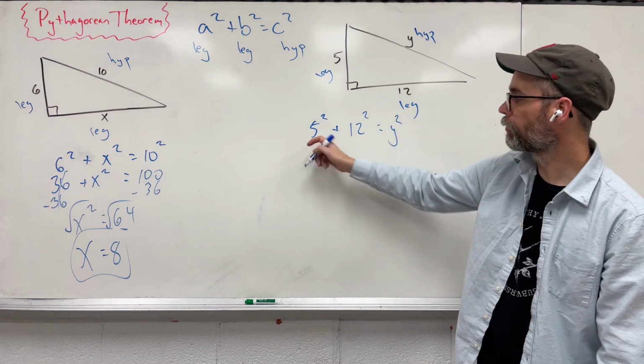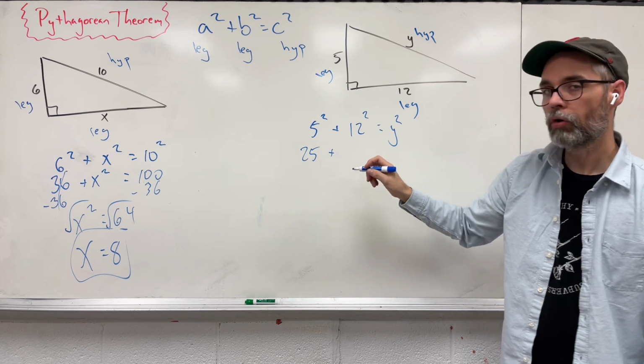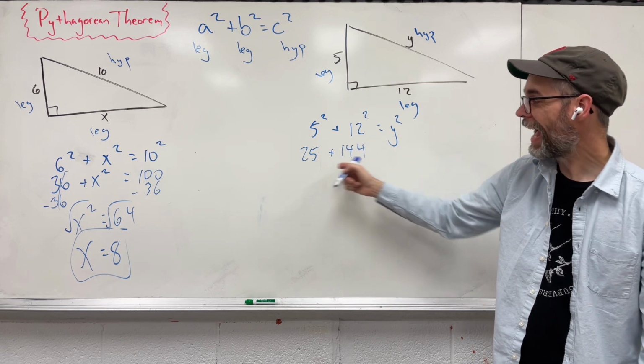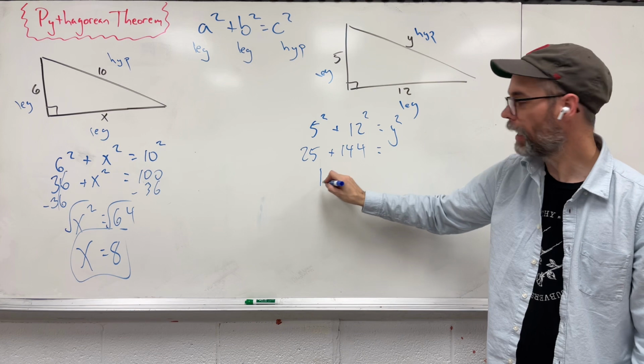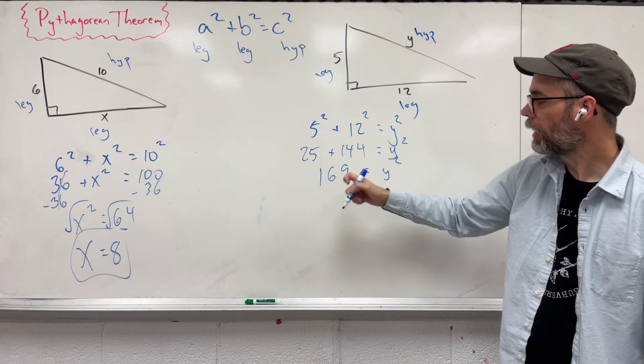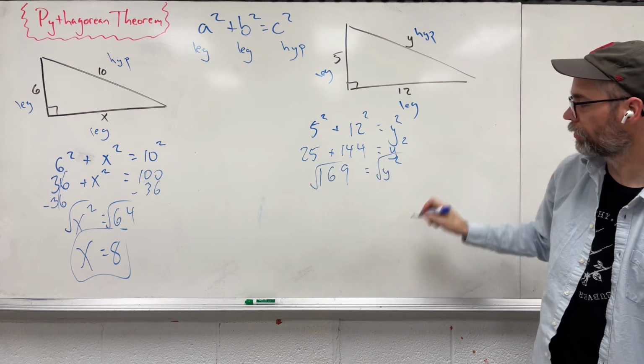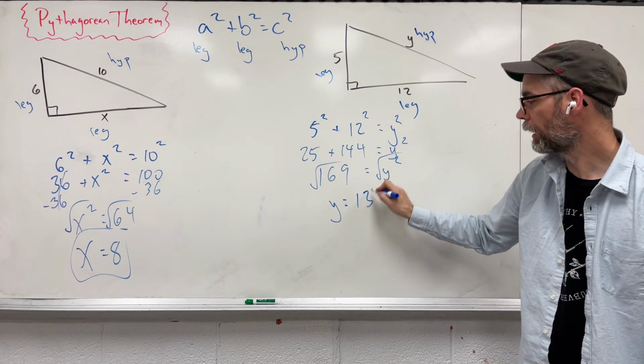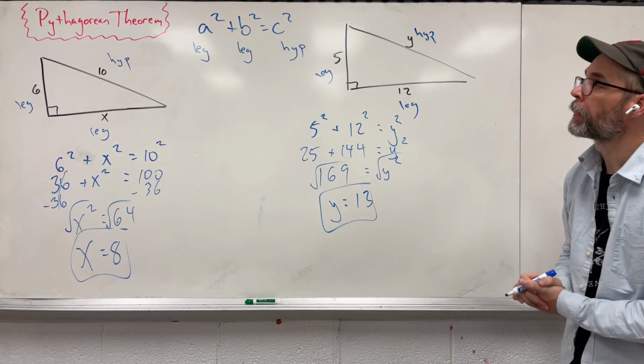Let's just do our math. 5 squared, 25. 12 squared, 144. Add these two things together and you're going to end up with 169 equals y squared. In order to undo that exponent, we take the square root. Y ends up equaling 13.